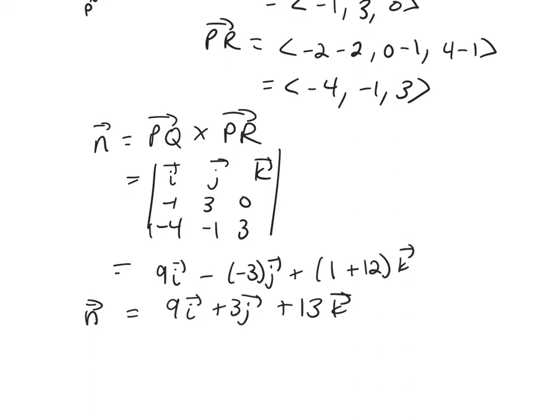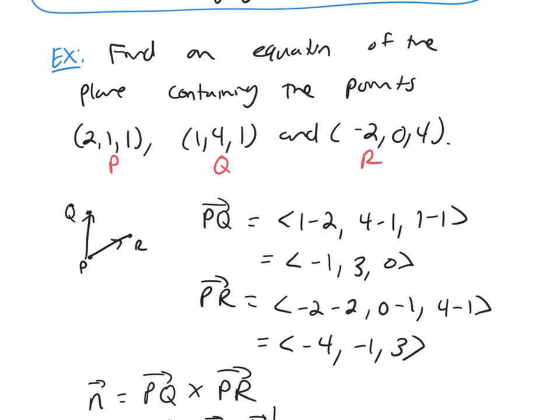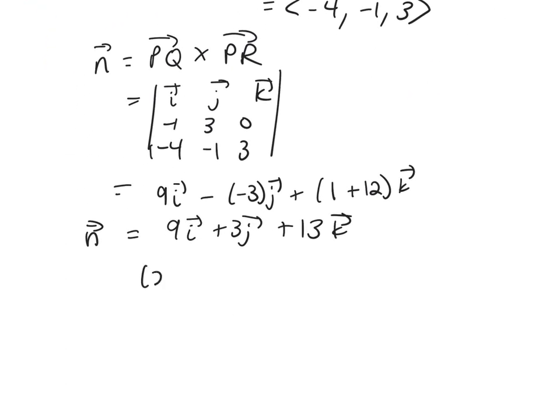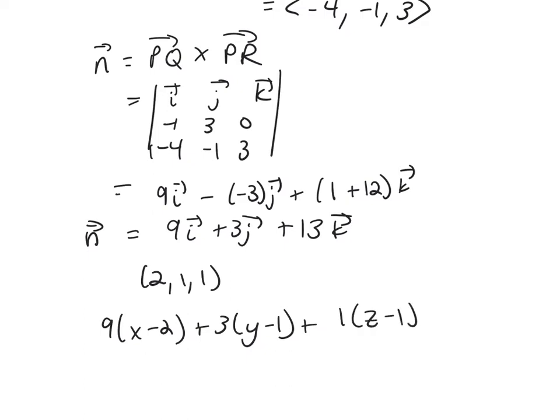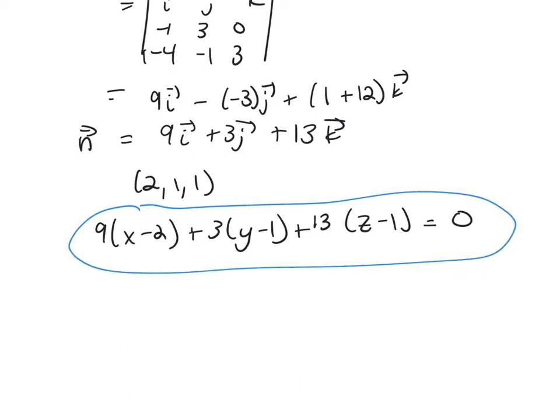So once you have your normal vector, all you need is to go back and pick one of your 3 points. I'll just go back and pick the point P, which was the point 2, 1, 1. And then you can write the equation of your plane. So it would be 9(x minus 2) plus 3(y minus 1) plus, not 1, 13(z minus 1) equals 0. And you could distribute that out, or you could just leave it like that.